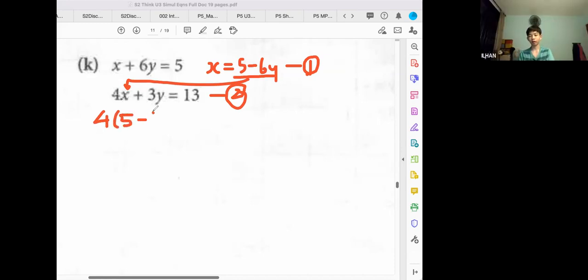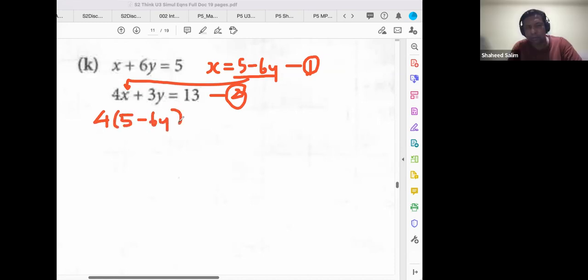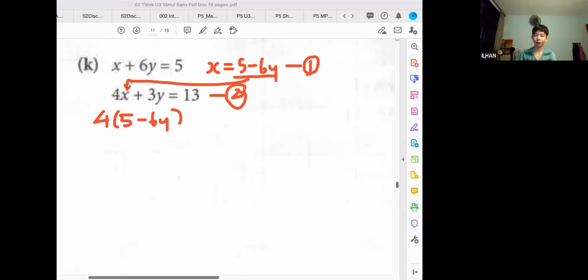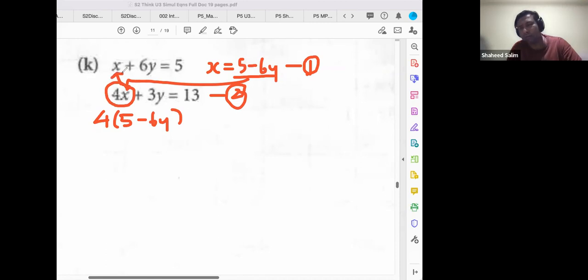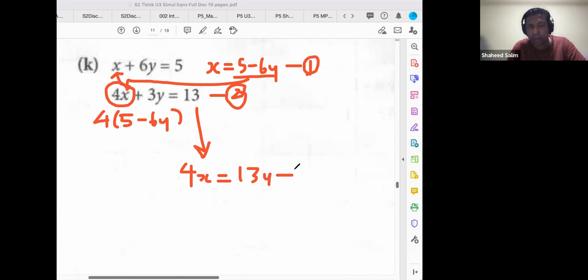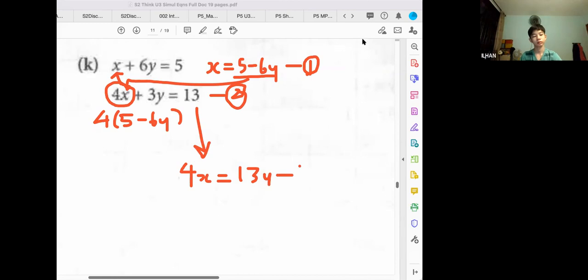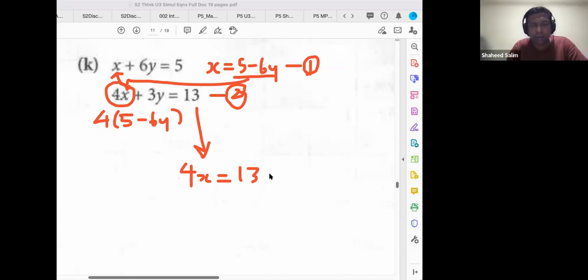You understand? Because the bottom one is 4 times the size of this one. Cannot. Unless if you want to do this method, I'll show you. That's how you do like that, right? 4x equals to 13 minus 3y. If you want to use that, can, but it's complex. I'll show you why. Sorry, hold on. 13 minus 3y.